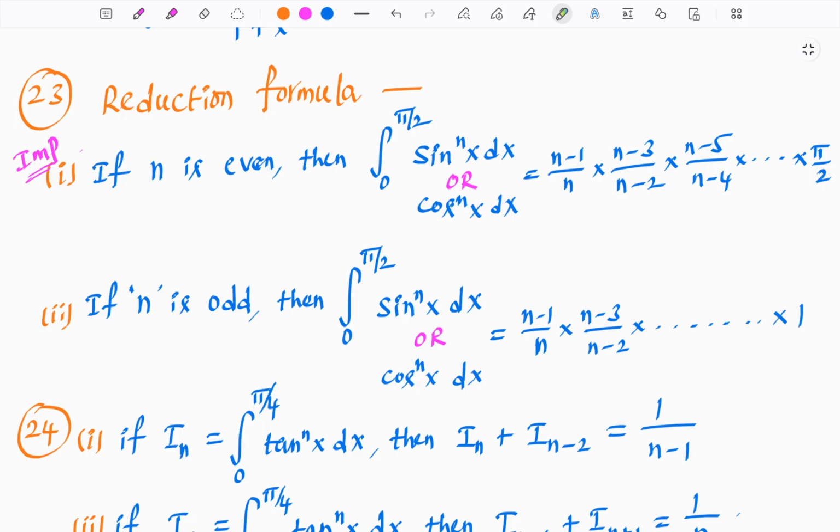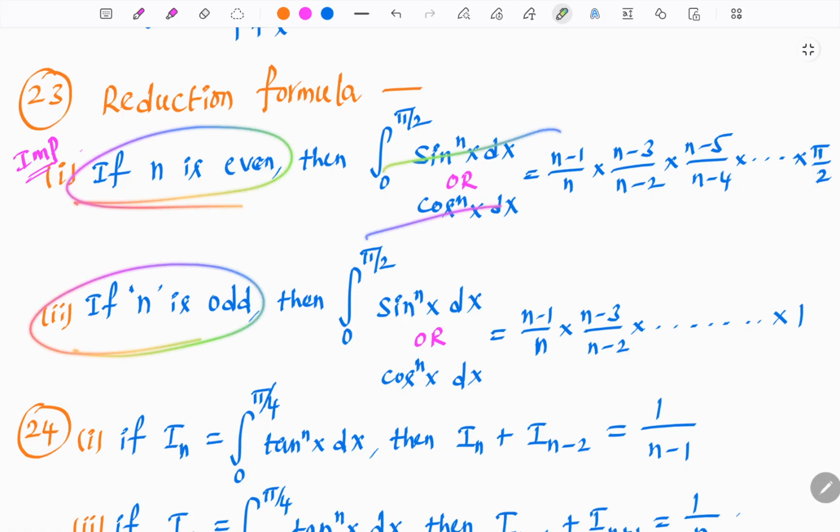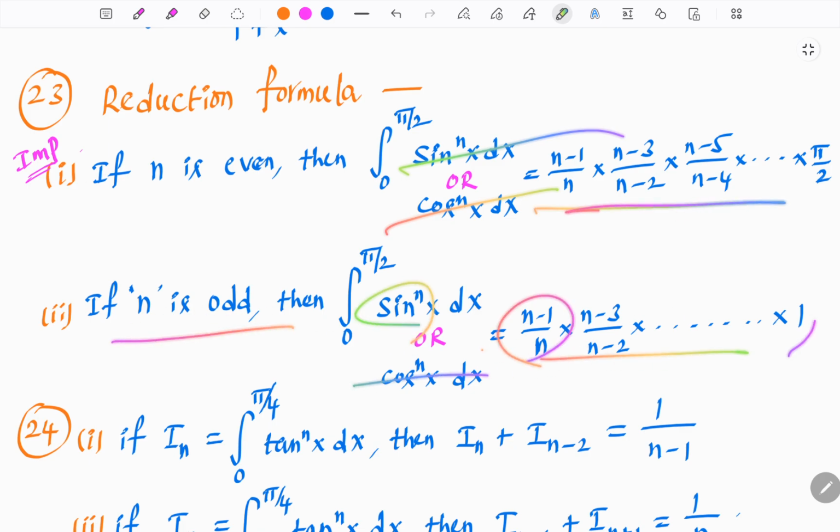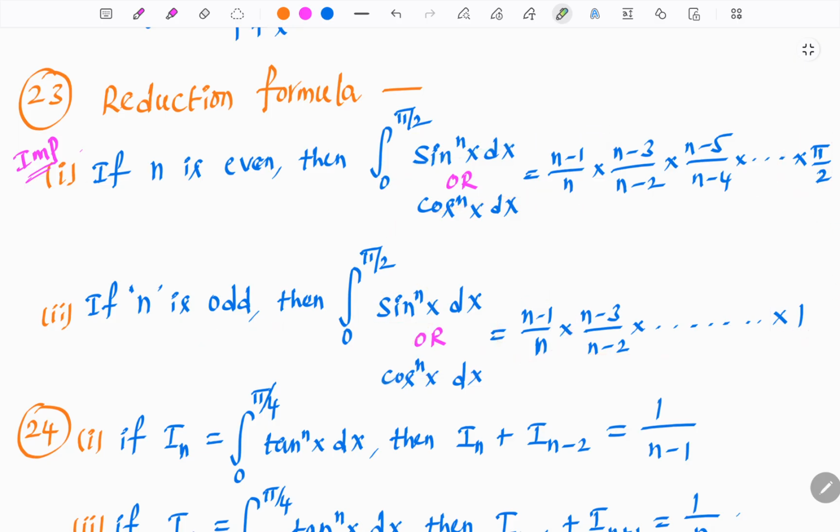First, see this one. If n is either sin power n or cos power n in the even case, observe here, sir, what is n? They will give 5 or 6 or like that. So n minus 1 by n, n minus 3 by n minus 2, like that, up to pi by 2. Clear? Make sure, students, it is either sin or cos. Suppose it is odd, either sin or cos, same formula up to here, the same. The end factor for even is pi by 2, for odd it is 1. Clear? That's one small major difference.